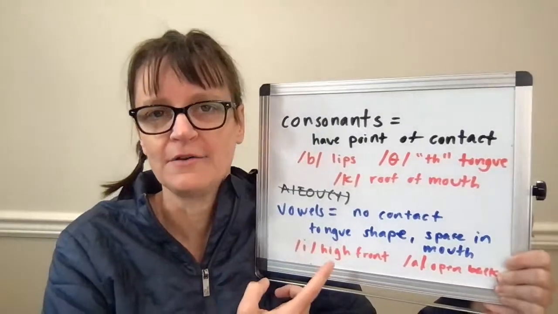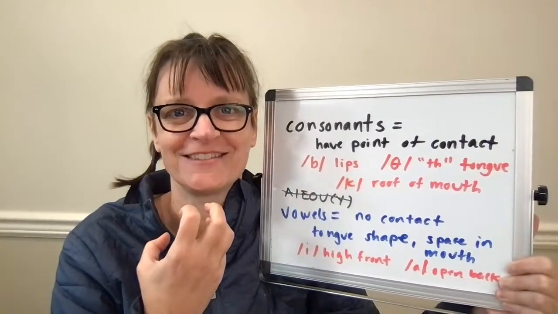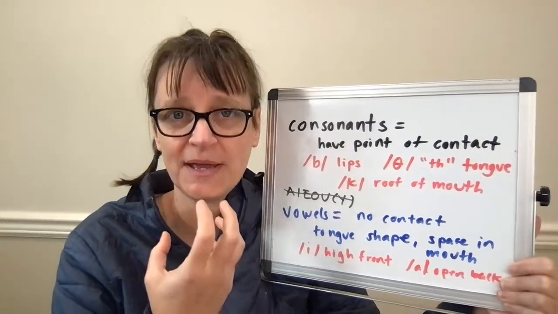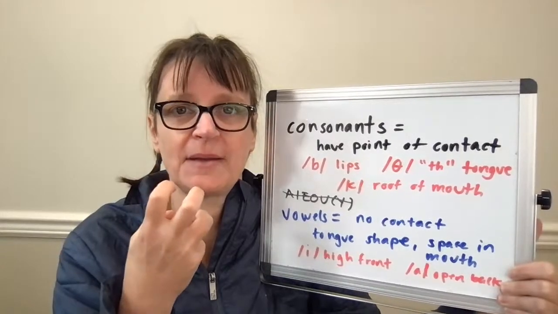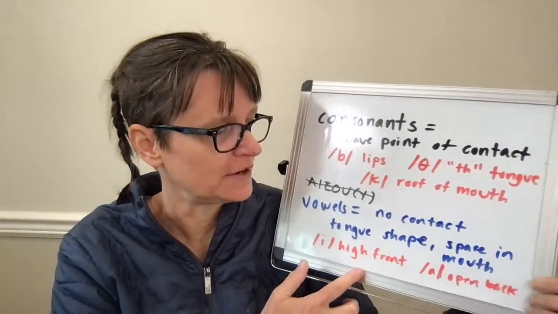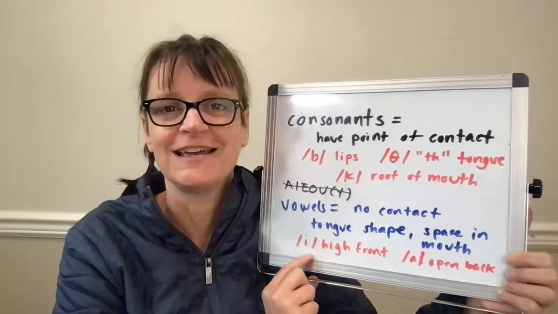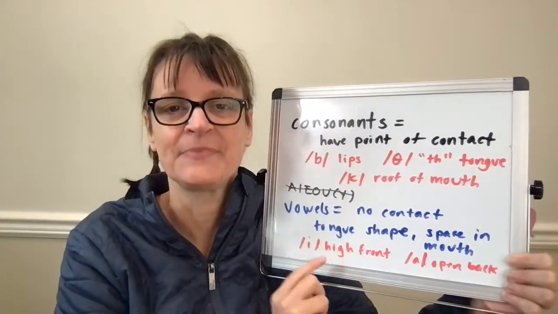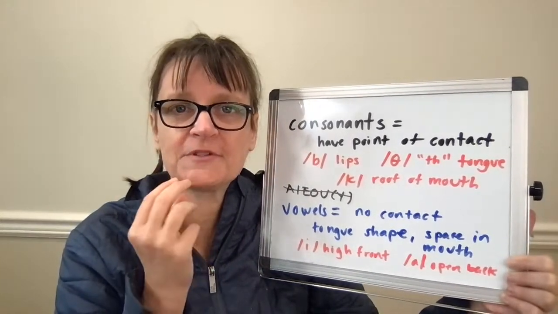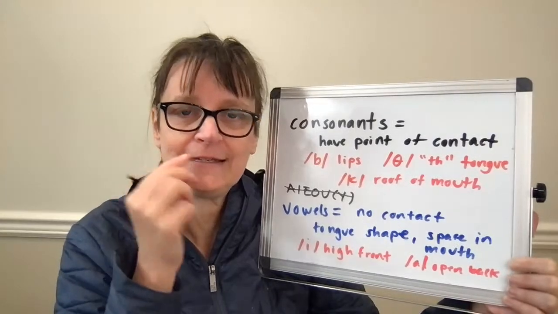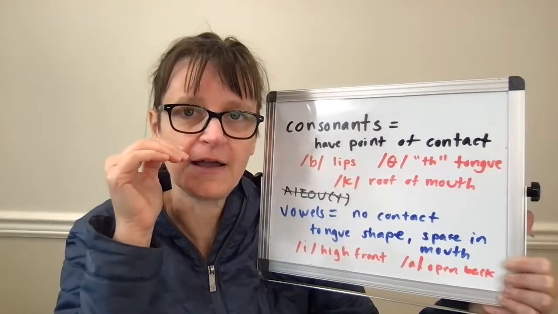Whereas with vowel sounds, it's a little trickier because nothing is touching anything else. A vowel sound depends on the shape of my tongue and how much space there is in my mouth. The examples I like to use are the E sound, like in green and tea, which is called a high front vowel. This is because when I'm saying E, the resonance happens in the front of my mouth and my tongue is up high.